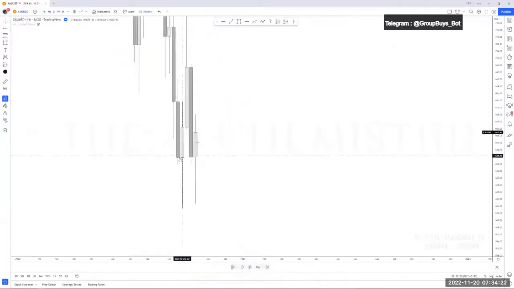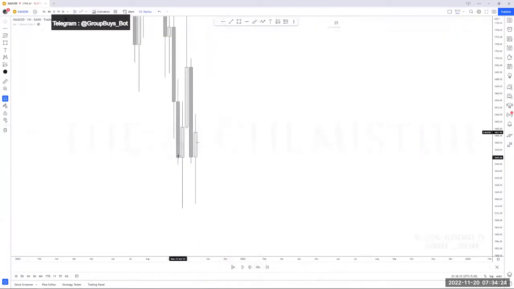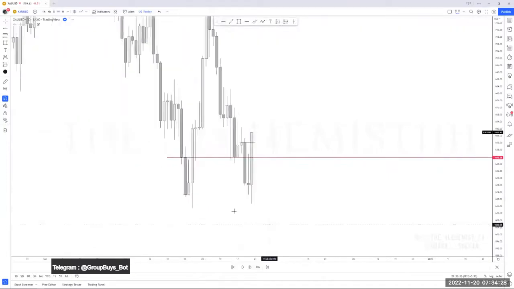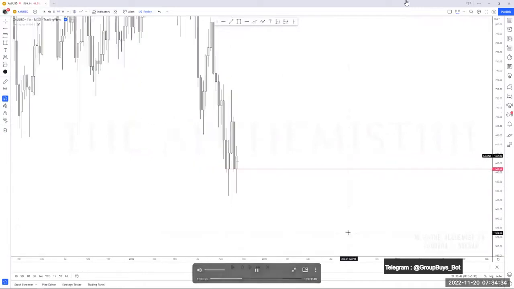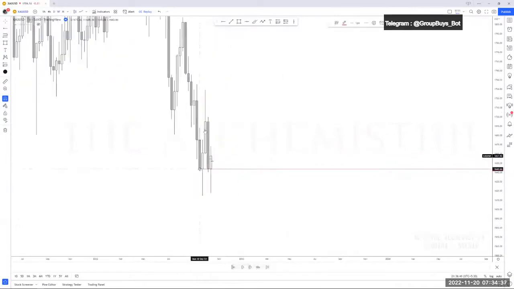Weekly has closed above weekly, bullish. And the daily has given us a breakout structure. Daily has given us a breakout structure as well. So which means where are your next targets? Where are your next targets? From here, weekly to weekly resistance.